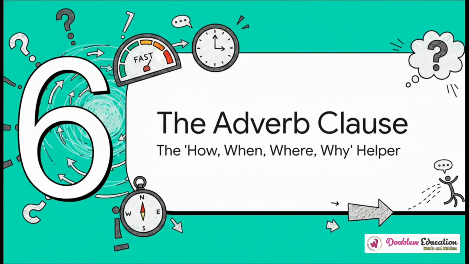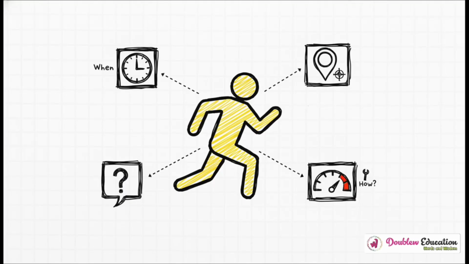And for our final helper, give it up for the adverb clause. This one is the how, when, where, why helper. And, you guessed it, it acts just like an adverb, telling us more about the action. This clause is the king of details. It modifies verbs, adjectives, all sorts of things. It's the one that answers all those important questions. How did it happen? When did it happen? Where? Or maybe even why? It gives all that juicy context to the action.